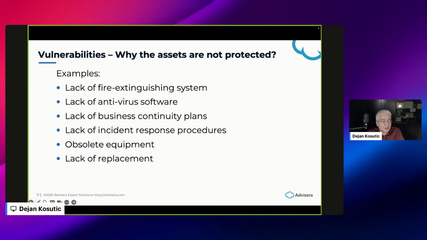Lack of replacement. This is a typical vulnerability related to people as assets, right? So let's say that you have one person who is the only one in the company who knows some things. If you have no one to replace this person, then this is obviously a vulnerability, something that enables a risk, a problem to happen.